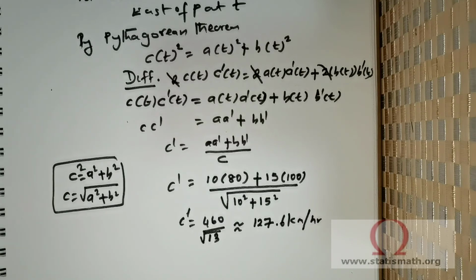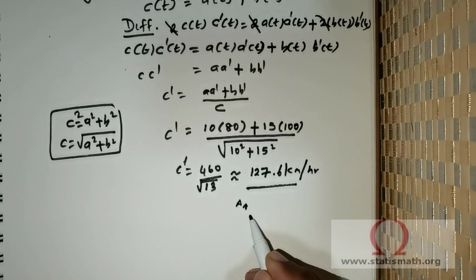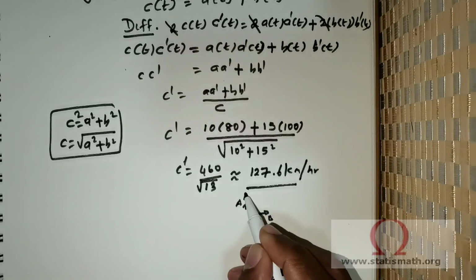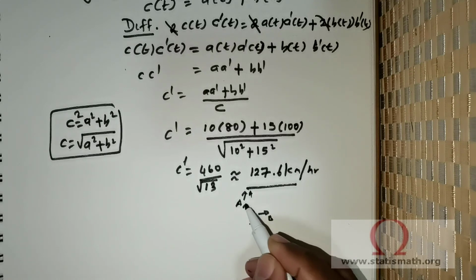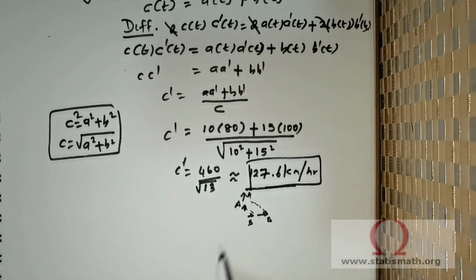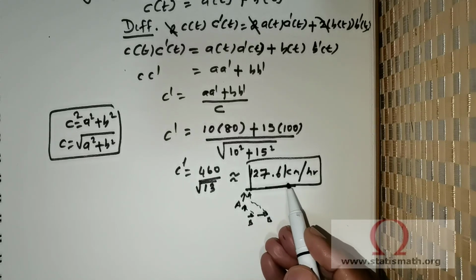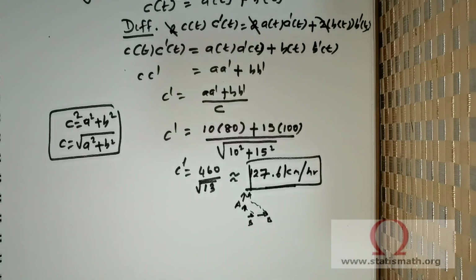So this is what is expected in the question. The question wants to know how fast the distance between the two cars is changing. So car A is moving like this, and car B is moving like this. This is the first instance. In the next instance car B would be here and car A would be there. So this is one distance and this is the next distance. So on it goes. The rate at which the distance is changing is 127.6 kilometers per hour. And this completes the question solution.